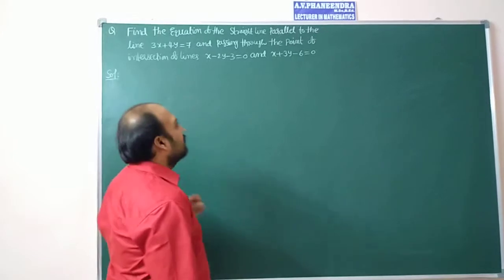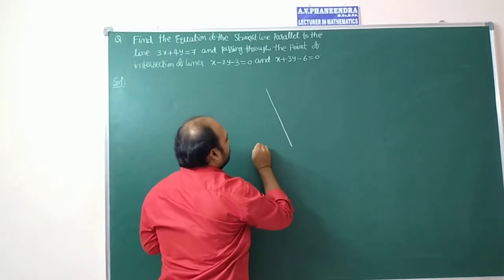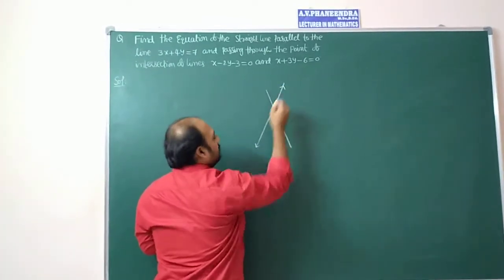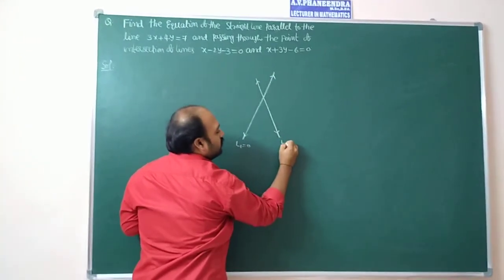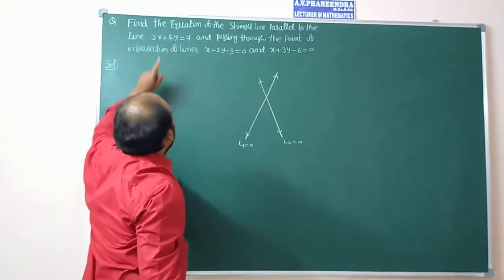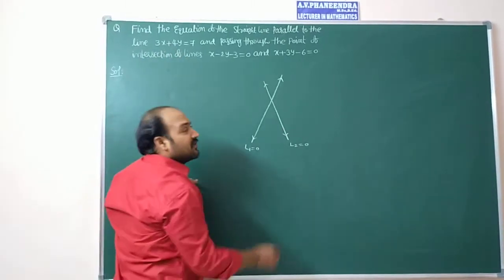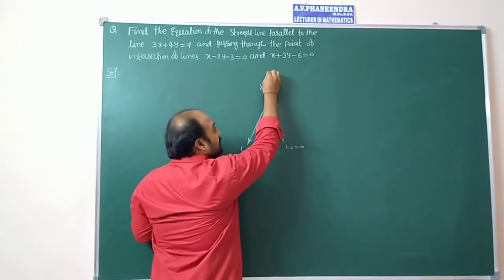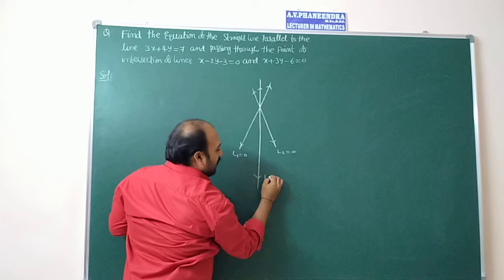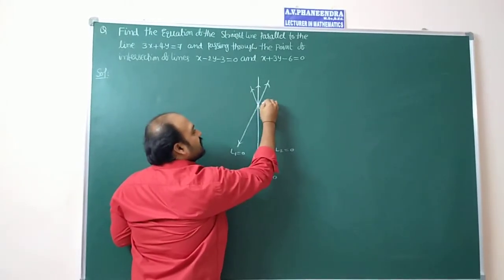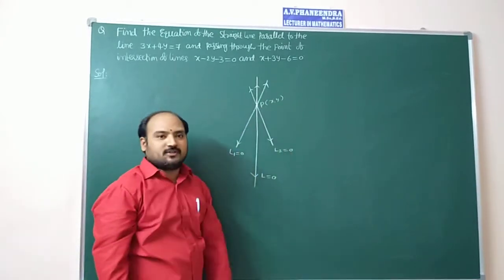According to the problem, draw the rough diagram. Point of intersection of these lines. These are the lines. We are assuming that L1 equal to 0 and L2 equal to 0. Find the equation of straight line parallel to the line and passing through point of intersection. I am assuming this line is L equal to 0 passing through the point of intersection of lines, some point x comma y that we are going to calculate by solving these two equations.